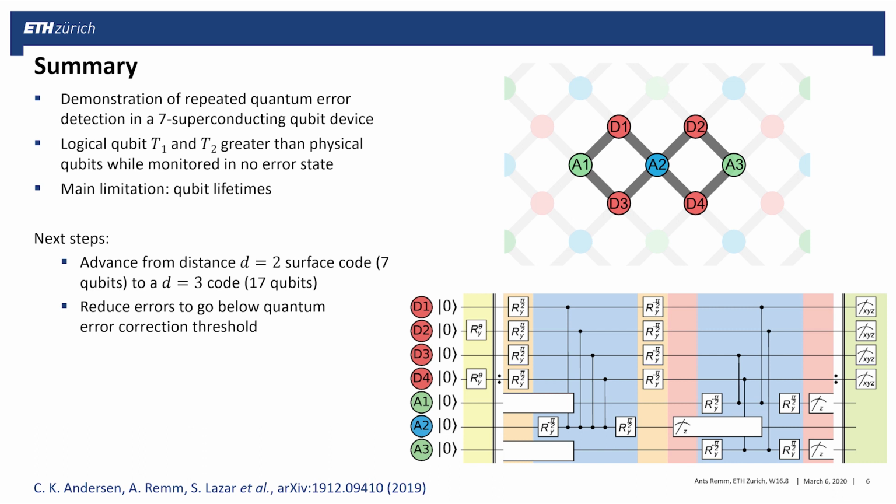As the next steps, we want to move from the 7-qubit distance 2 surface code, which allows only for quantum error detection, to a 17-qubit distance 3 surface code, allowing also for quantum error correction. But to go below the quantum error correction threshold, we need to improve the physical qubit coherence times to allow for higher fidelity gates.